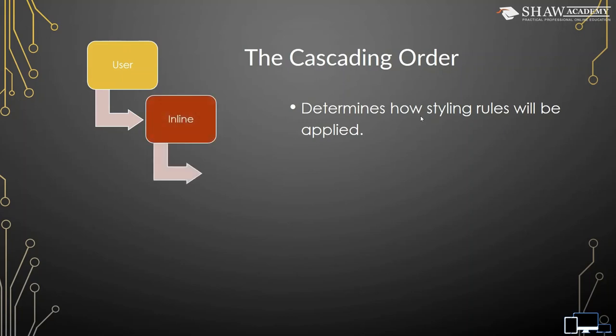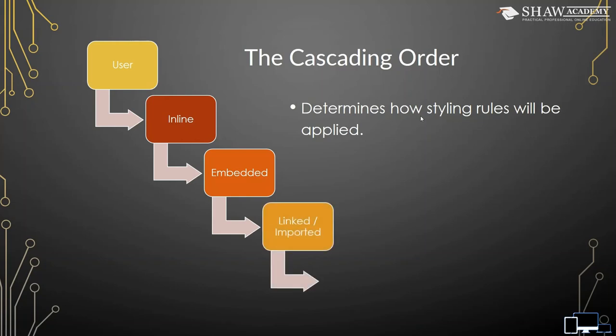The next one down is inline style sheets. If you're dictating styles using the style attribute, so if you have heading 1, style equals color red, then that's going to take precedence over internal and external style sheets as well. So that's inline styling. Then embedded styling falls next on the cascading order. Embedded styling is the styling incorporated in the style tags in the head of your document.